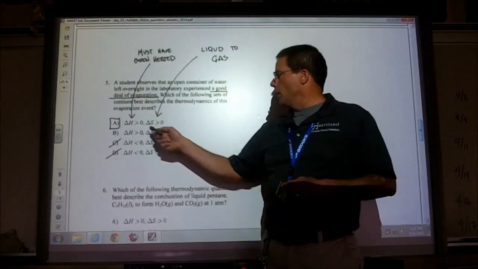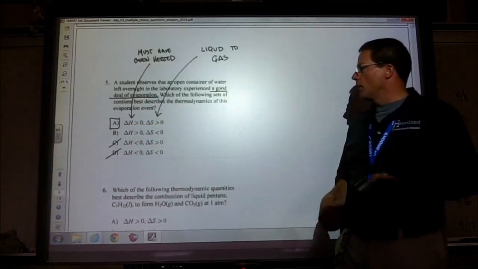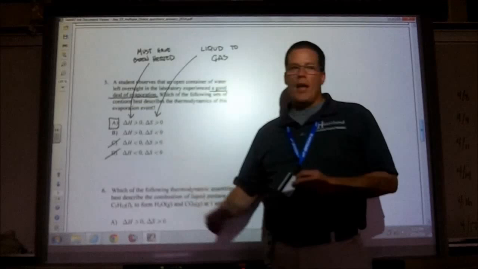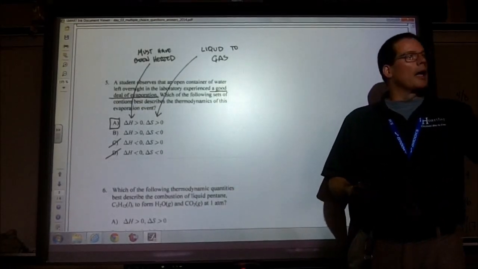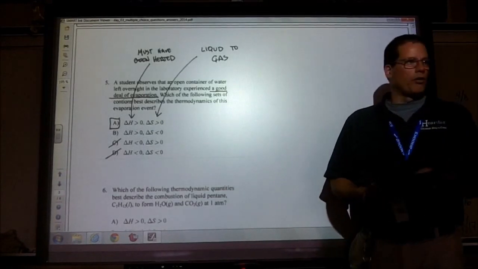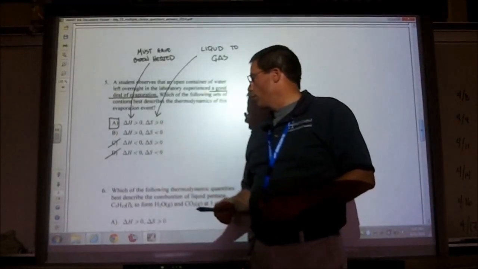So in that case, that means that the delta H, the water is absorbing that energy, so that's why delta H is positive. Delta S is positive, which means that it's becoming a gas, more disordered. So in other words, it's going from a liquid to a gas. So that's why A is the best choice.